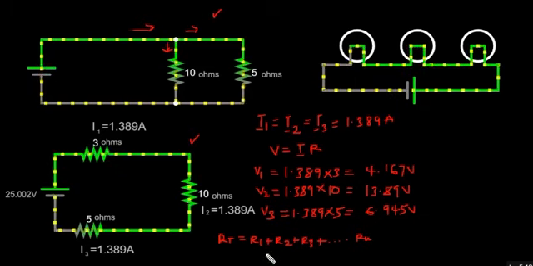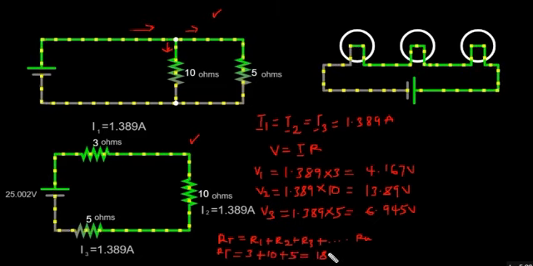Okay, so in this case, if you want to calculate the equivalent resistance, RT will be equal to 3 ohms plus 10 ohms plus 5 ohms. That will give us 18 ohms. So this will be the equivalent resistance, and you see that it is greater than any of the resistance values in the circuit. So the 18 is greater than the 3, greater than the 10, and greater than the 5. So that tells us that the equivalent resistance is more than the resistance value of any of the resistors.